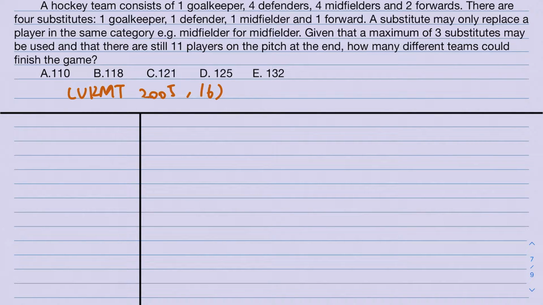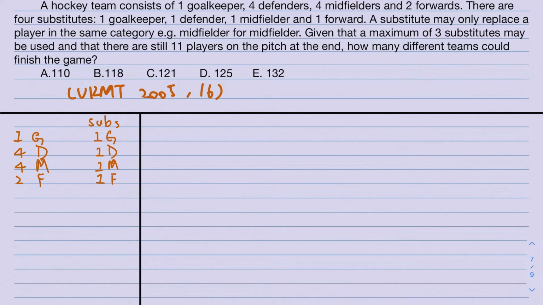So let's look at a question from UKMT 2005, question 16. A hockey team consists of 1 goalkeeper, 4 defenders, 4 midfielders, and 2 forwards. There are 4 substitutes: 1 goalkeeper, 1 defender, 1 midfielder, and 1 forward. So let me just write it down. We have 1 goalkeeper, 4 defenders, 4 midfielders, and 2 forwards. And for the subs, we have 1 for each: one goalkeeper, one defender, one midfielder, 1 forward.